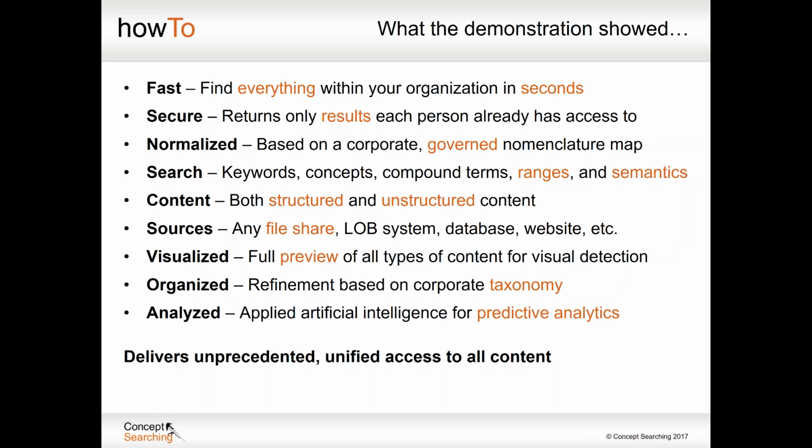I did a keyword search, a compound term search. I did a range search based on semantics. And the results that we were looking at came from both structured and unstructured content sources in the same query, the same result. I just queried 18 different sources and retrieved those results in seconds. Any number of sources. Some of our larger clients have upwards of 100 different content sources.